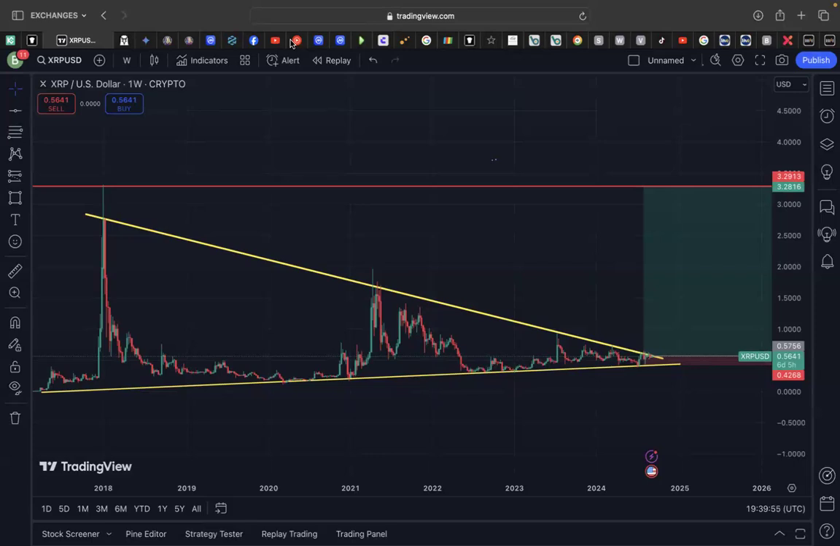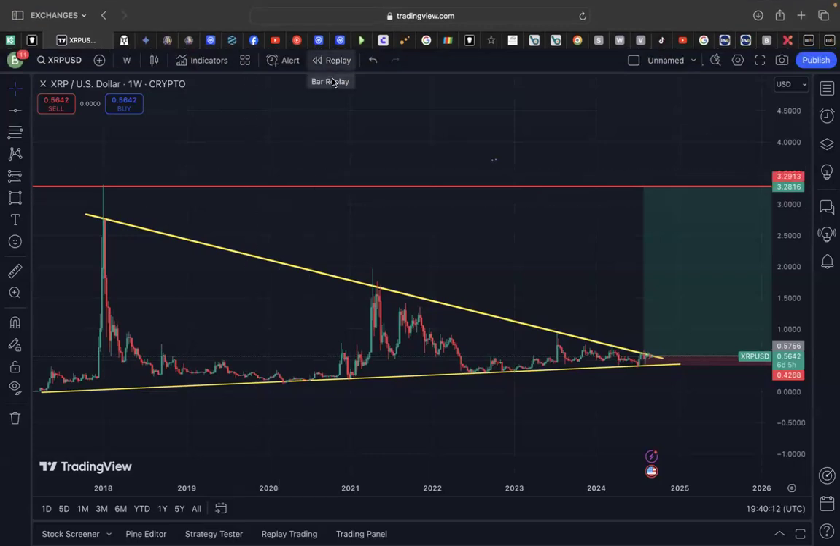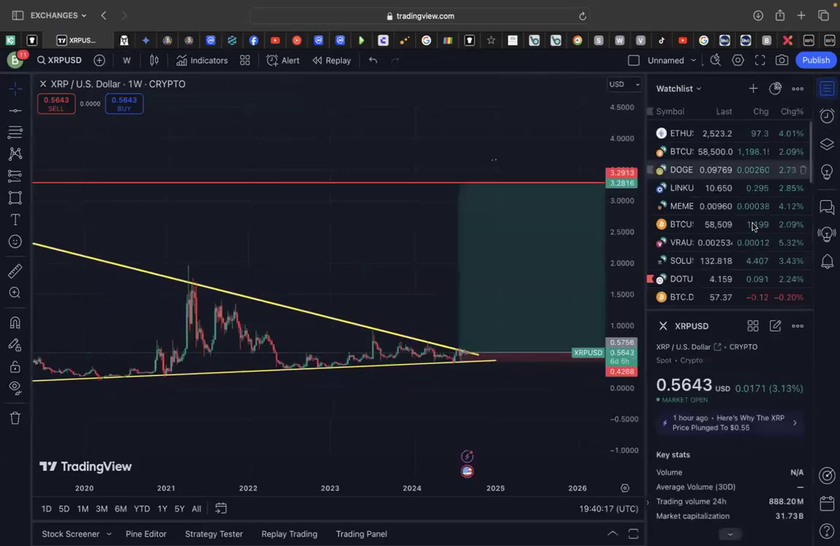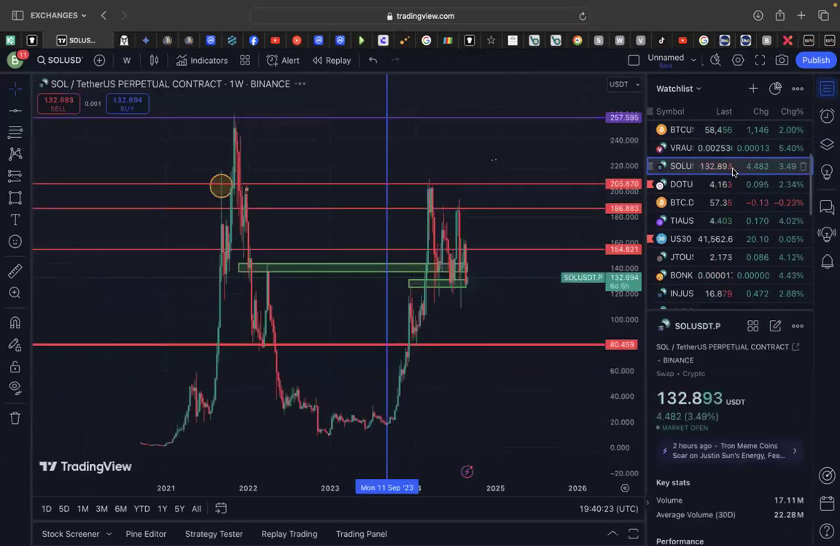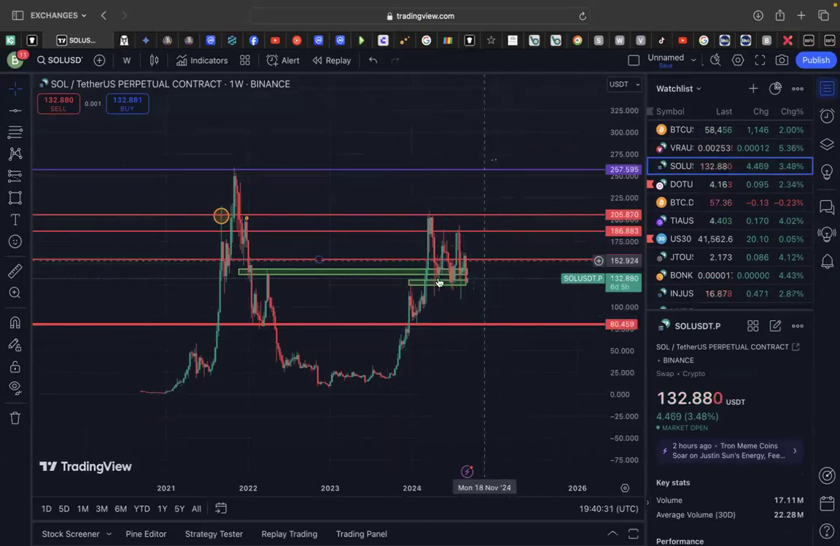Okay, that's actually a very good question, and a very straightforward one. Let me go on a much more friendly chart. Probably Solana would be more friendly. So this is the Solana chart. I just have a few levels and orders that I've already put here.